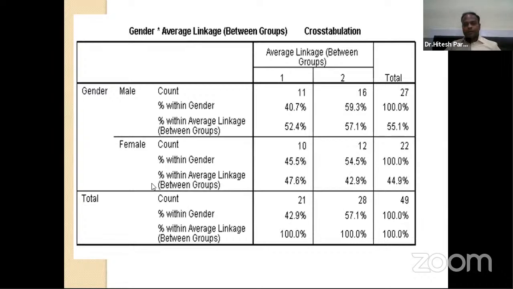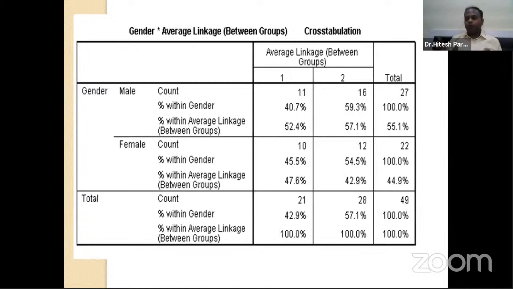With respect to gender, can you bifurcate? 40.7, 59.3, 45.5, 54.4. But almost a similar kind of thing. We cannot clearly say that with respect to gender, whether the male respondents are more in cluster 1 or in cluster 2. Right? A slight difference is present. But with respect to the other two categories, we can say.